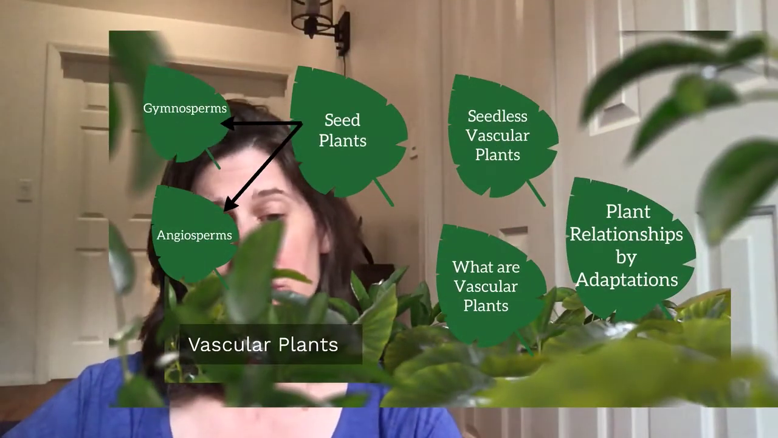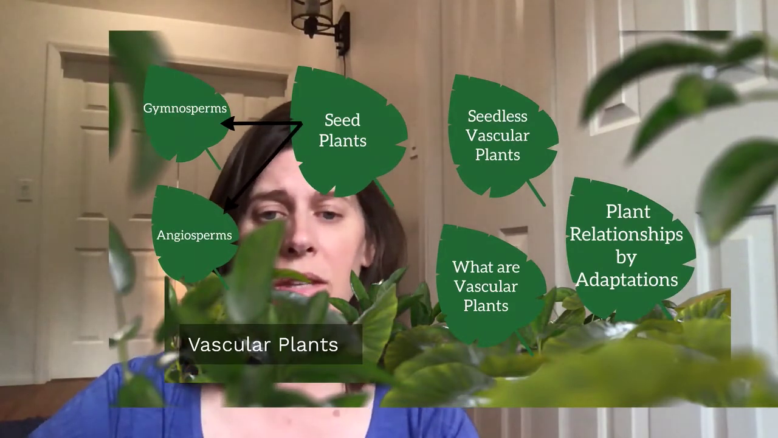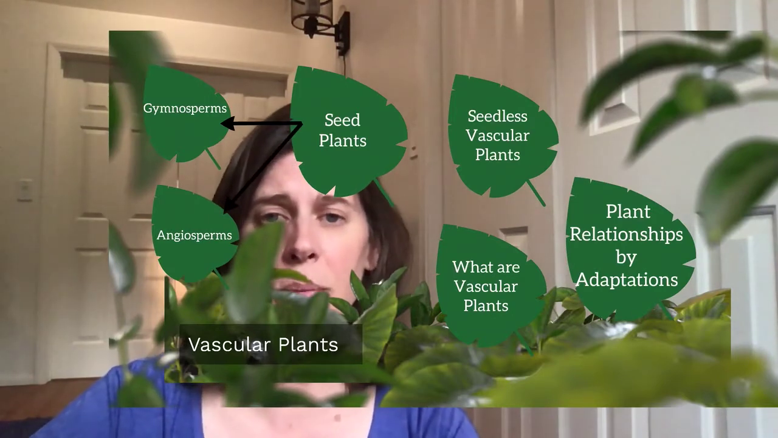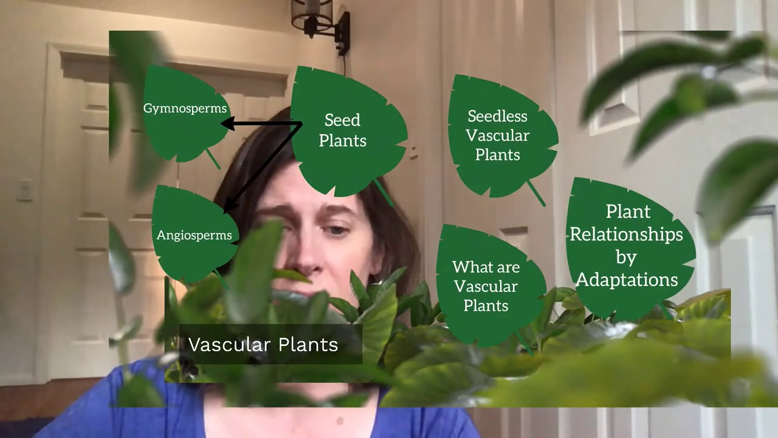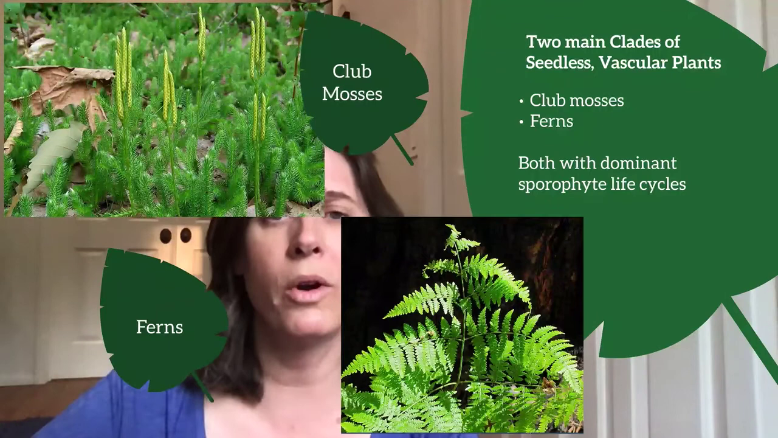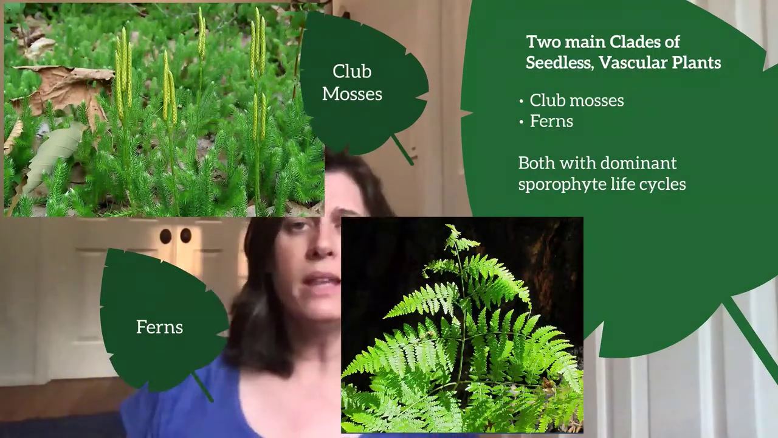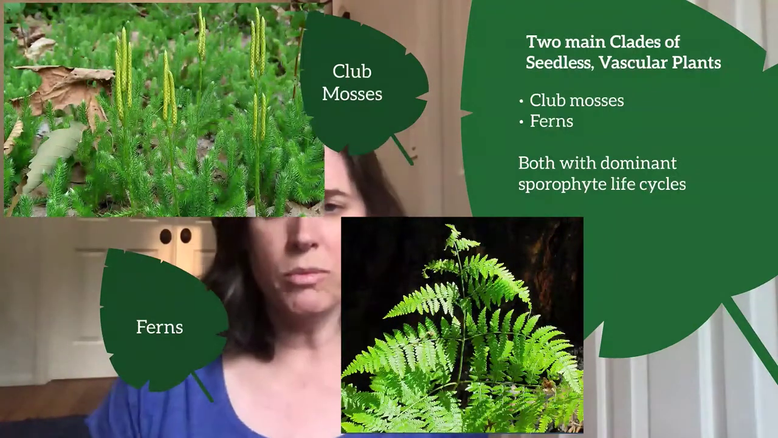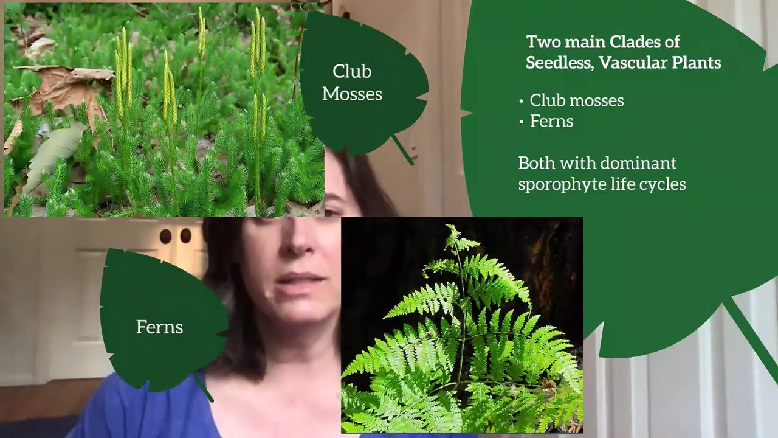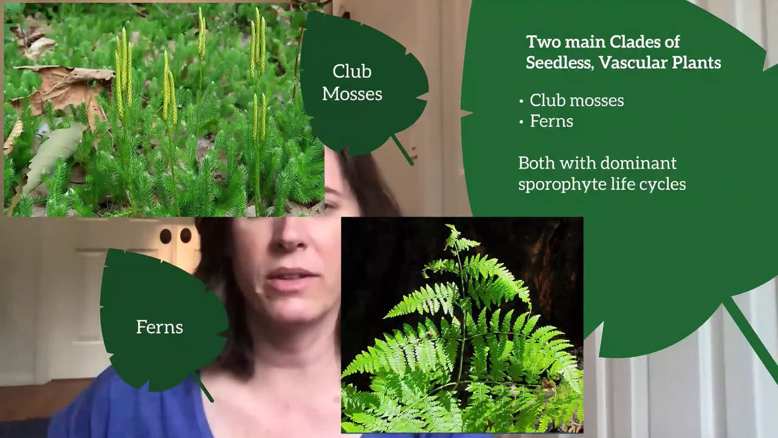Now we kind of understand the basics of what vascular plants are. So let's look at our first group of vascular plants, and these are plants that don't produce seeds. These are the seedless vascular plants. They're still going to use spores as a main way of reproducing. There are two main clades of vascular plants, two major groupings, which is what a clade means. And that's our club mosses and our ferns. I've got some pictures of club mosses and the ferns.